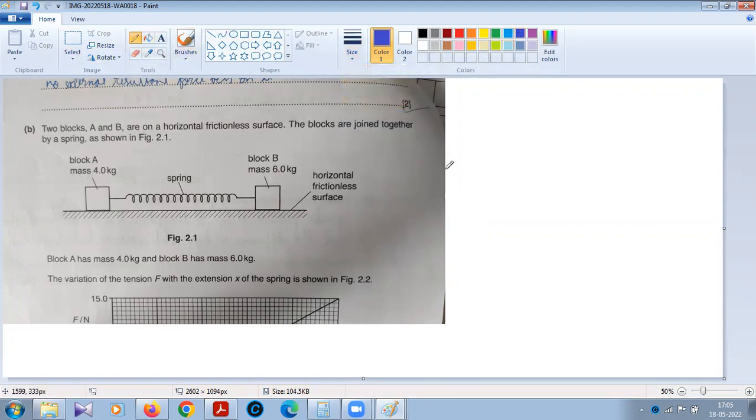Two blocks A and B on a horizontal frictionless surface. The blocks are joined together by a spring. Block A has a mass of 4 kg and block B has 6 kg. Variation of tension F with extension X of the spring is shown in figure 2.2.